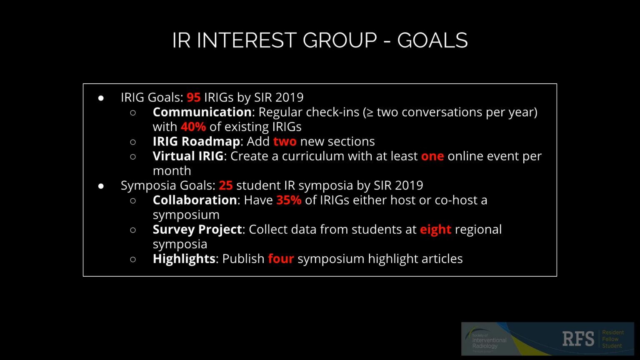For our symposium-related goals, we'd like to see 25 student IR symposia before next year's annual meeting. We also want to facilitate improved collaboration between schools and have 35% of IRIGs either host or co-host a symposium. Our committee also aims to expand upon our symposium survey project and collect data from students at 8 regional IR medical student symposia this year.